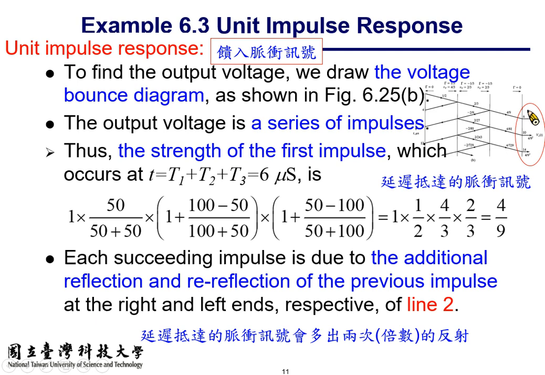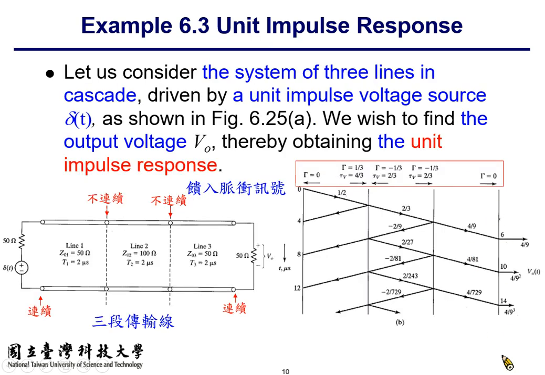vertical line on the bouncing diagram represents what? The vertical line represents the time progress of the bouncing diagram. Okay? So this mark, what is the significance of this mark? I forgot to say that the source of the circuit is an impulse signal.